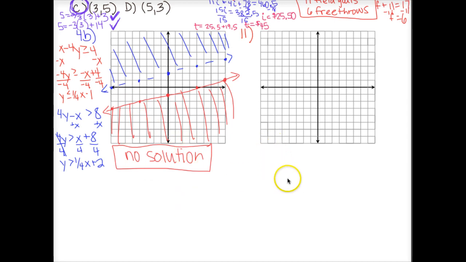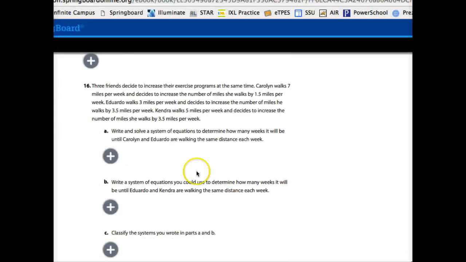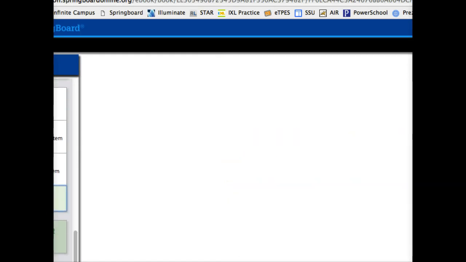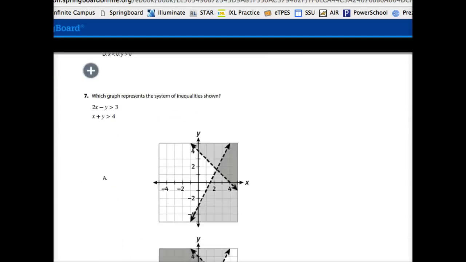All right, next one I want to look at is number 9. And sorry, it'll take me a minute. I have to switch over to the other page. Here we go. So number 9.